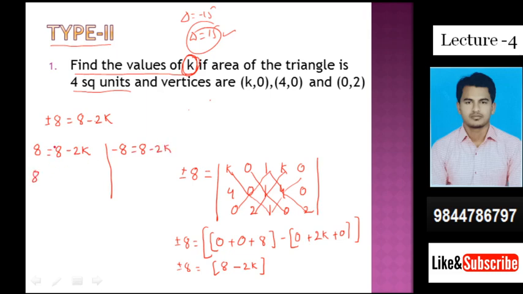Now this 8 has to be shifted into LHS. 8 minus 8 equal to minus 2k. 8 minus 8 is 0, so 0 equals minus 2k. 0 upon minus 2 equal to k. What is the value of k? k equal to 0. We get the value of k equal to 0.